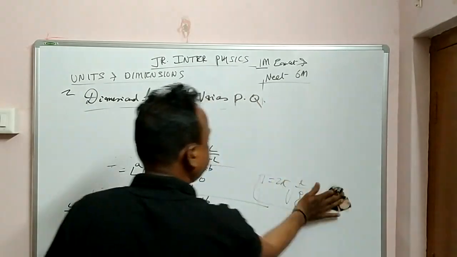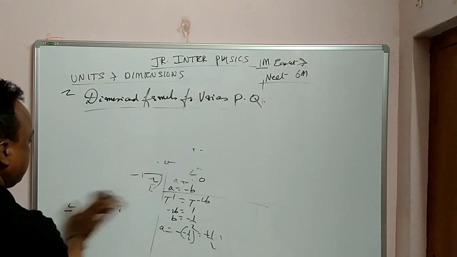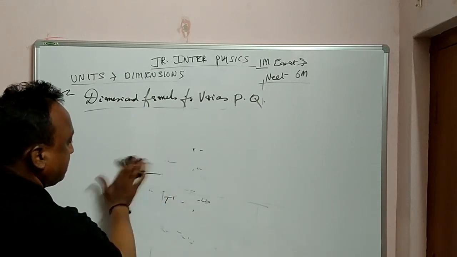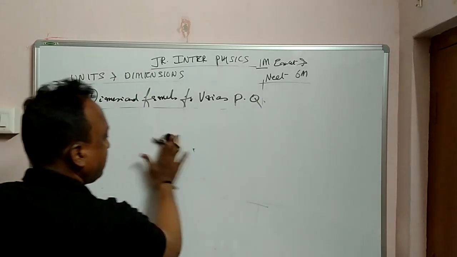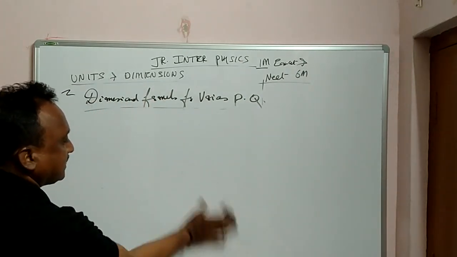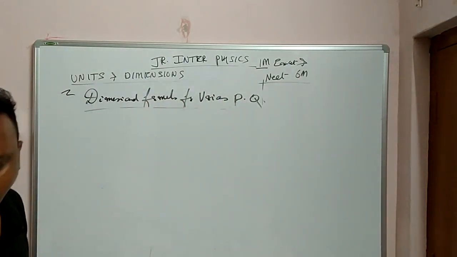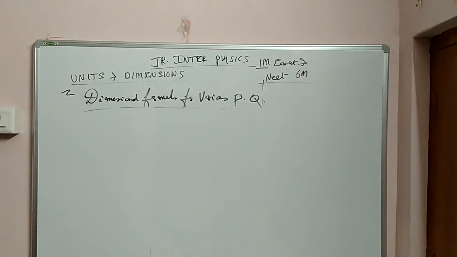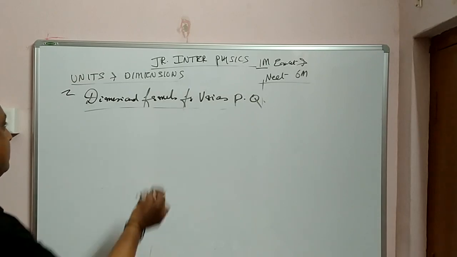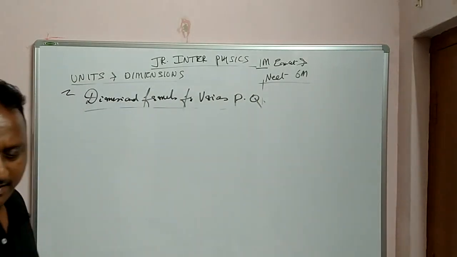Now, second last part in this units and dimensions, we will be learning about the second last one, that is significant figures. What are significant figures? And later on we will be studying about what is error analysis. So let us see what is a significant figure. That is the second last topic to complete this chapter.